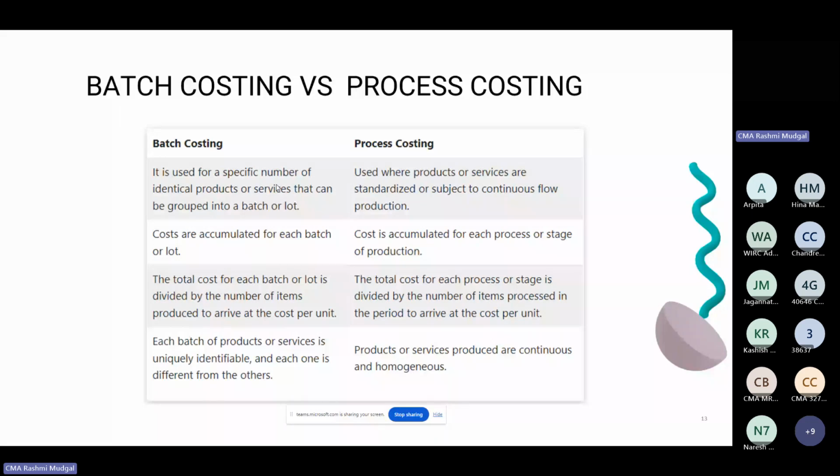Now, coming to the next. Is there any question on process costing? Again, I'm starting the contract costing.